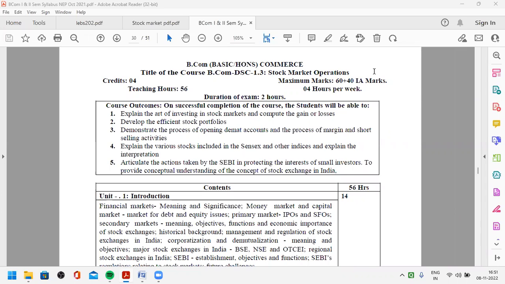I'm Dr. Indrani Katte. So today in this video, I'm going to discuss the NEP batch first semester course, that is Stock Market Operations. This is for the BCom program, which is called a DSC, Discipline Specific Compulsory course, or a core subject it is. The code of this is 1.3. The title of the paper is Stock Market Operations. Four credits are assigned for 4 hours, so weekly you'll be having 4 hours of workload, that is periods. And as all of you know, 60 marks are allotted for the semester end exam and 40 marks are for IA.